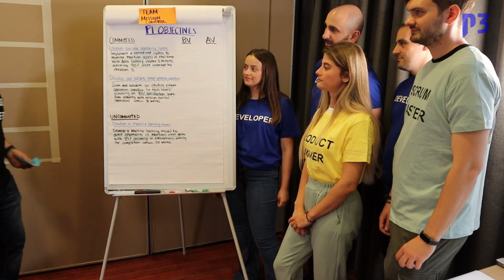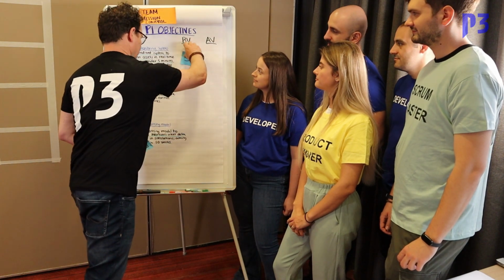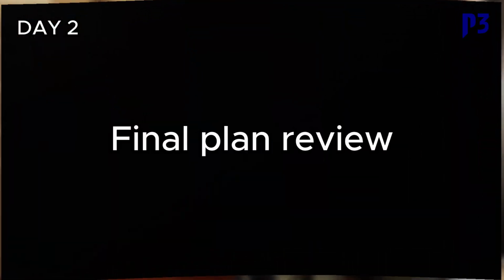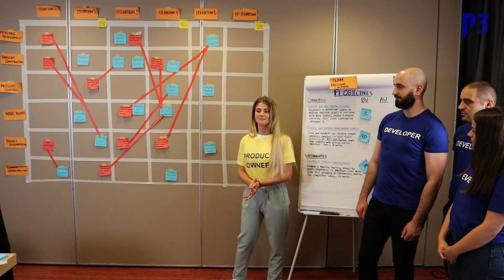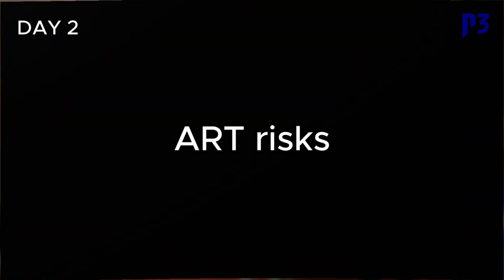Business owners visit each team and assign a business value to each PI objective on a scale of 1 to 10. This ensures that business and team priorities are aligned. After the team breakouts, it's time for the final plan review. The teams present their adjusted plan and their finalized PI objectives, which now have the business value assigned to them.